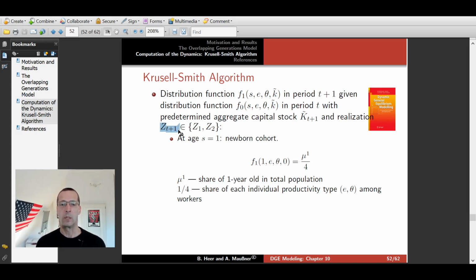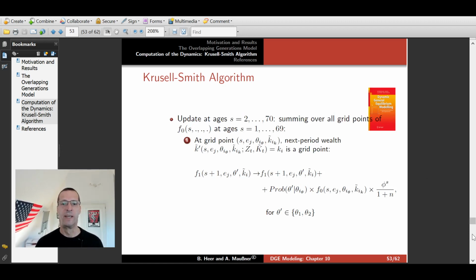Now, in period 1, when we compute the measure of the agents F1, we know that there's a newborn generation. So the newborn generation has the total mass of mu1, which is the population share of the 1-year-olds. And we assume that each permanent productivity, e1 or e2, and each idiosyncratic productivity, theta 1, theta 2, is equally likely. So equally likely means that it gets allocated the share of 1/4. So we can initialize the distribution in the next period for the 1-year-olds by mu1/4 for the wealth level 0 at age s equal to 1, and all other measures of the 1-year-olds are equal to 0, because the 1-year-old is born without any wealth.